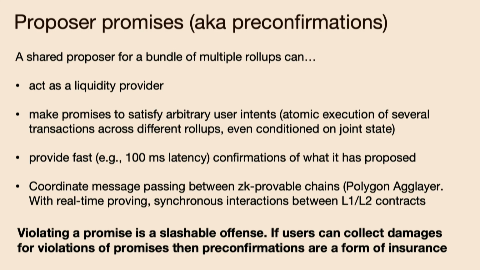A shared proposer can also be used to coordinate message passing between ZK provable chains. This is something that Polygon AggLayer describes. And with improvements in the latency of proving, which may ultimately enable us to do real-time proving, even 100 millisecond latency proving, this could ultimately enable synchronous interactions between L1 and L2 contracts. So again, violating a promise is a slashable offense, and if users can collect damages for violations of these promises, then preconfirmations act as a form of insurance.